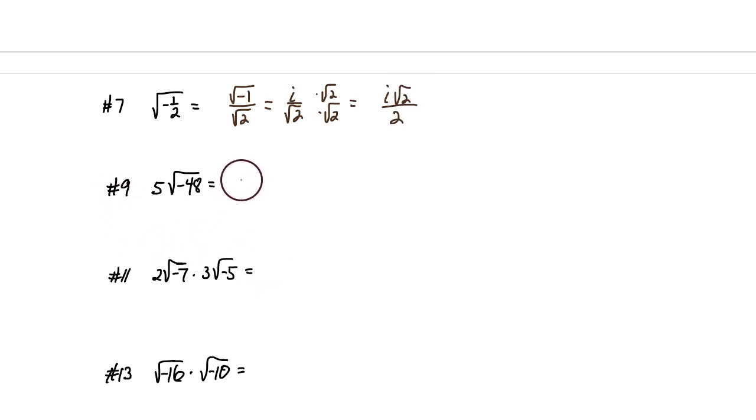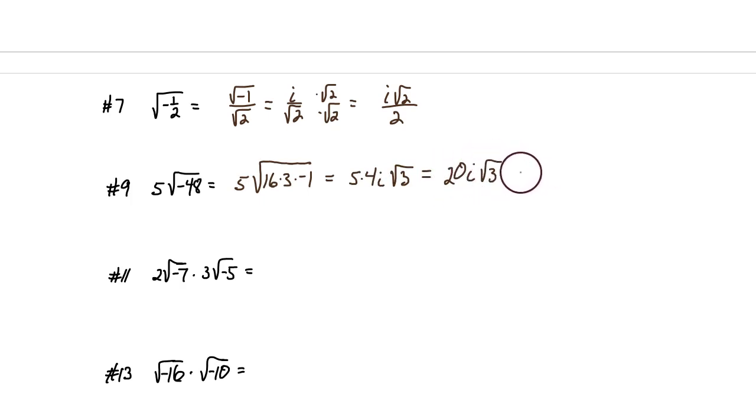Number 9, we can factor our square root of negative 48 as 16 times 3 times negative 1. Then we have 5 times, what's the square root of 16? It's 4. What's the square root of negative 1? It's i. And then the 3 stays in the radical. So our answer is 20i square root of 3. This is the same thing as 20 square root of 3 times i. Either of these is fine. If you write the second way, though, be really careful that you don't put the i under the radical.